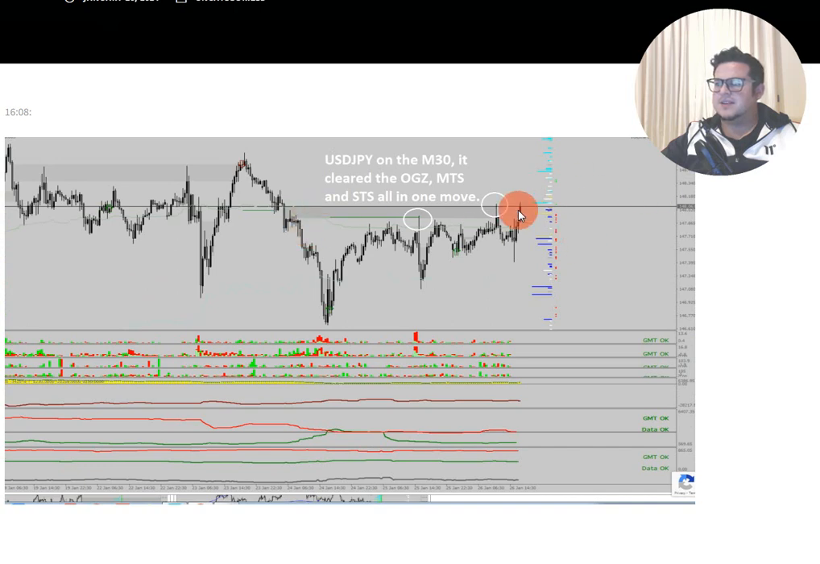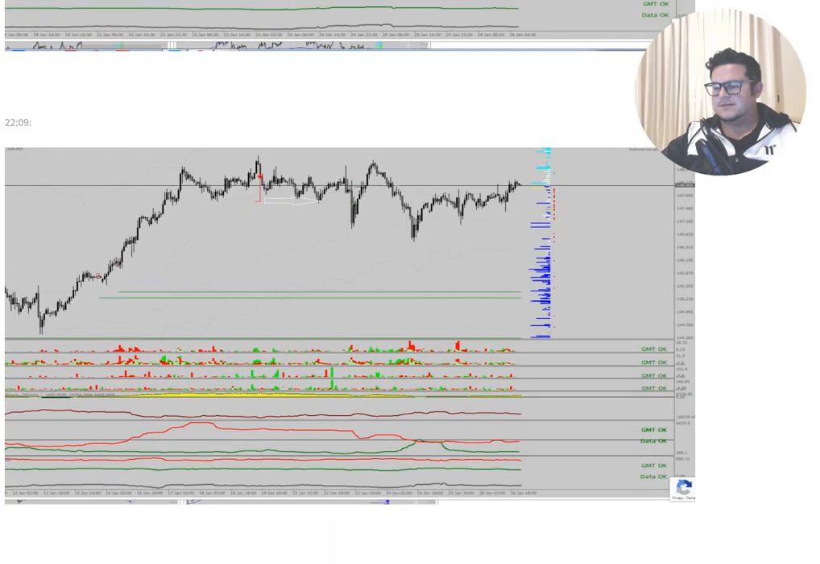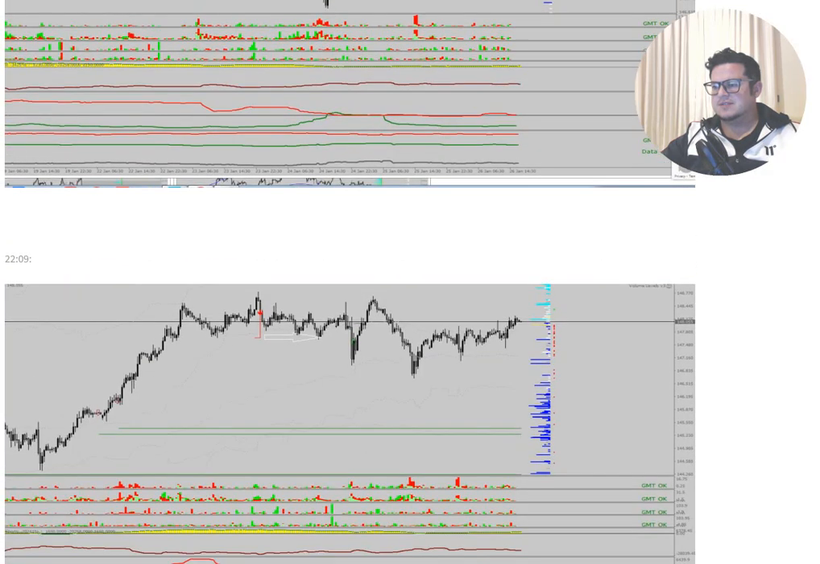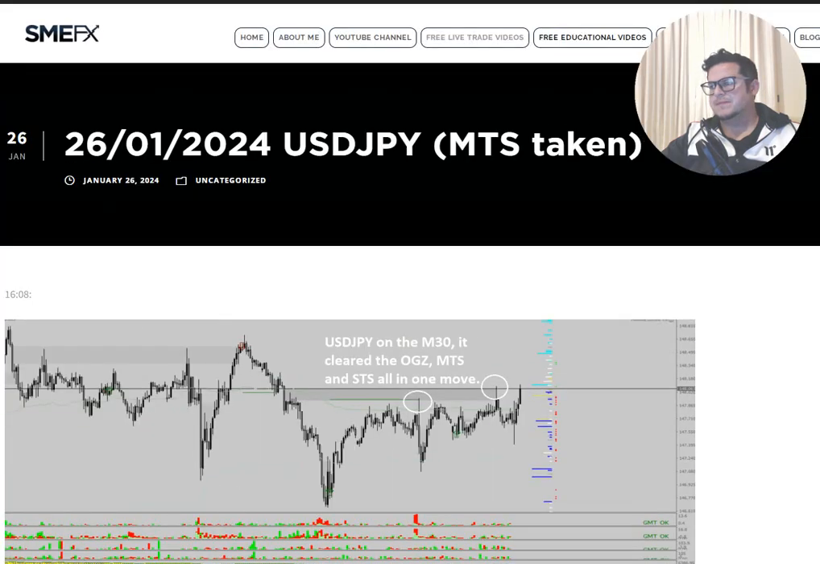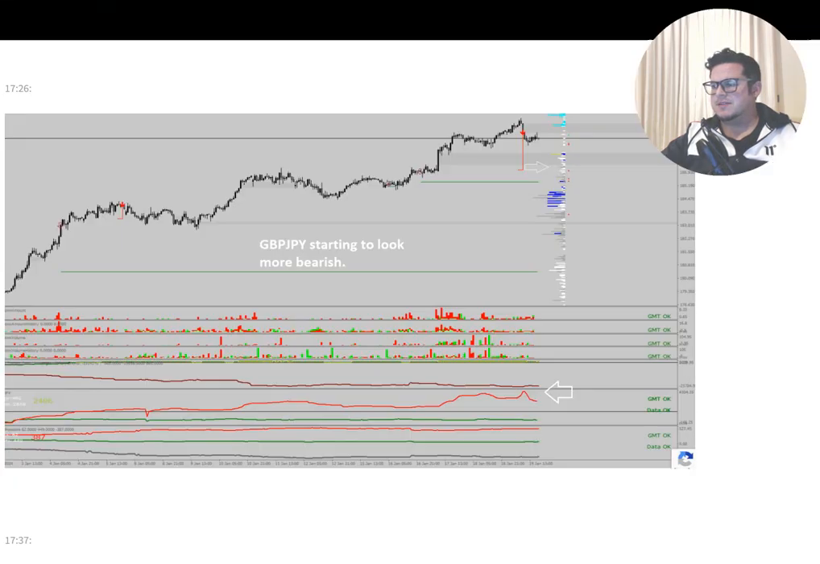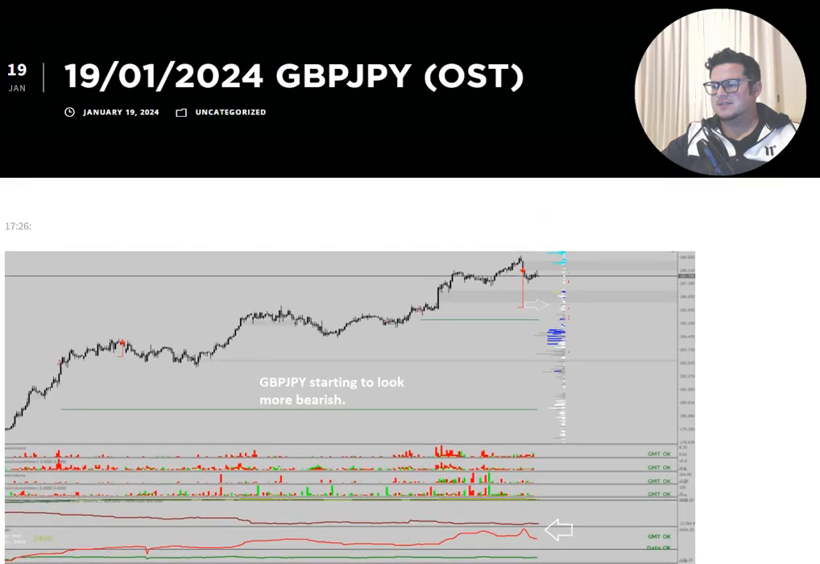Later then, at the end of the week, they took the upper MTS and order gap zone with a pullback, as you can see, so then it kind of leveled out. But this predicted move down was beautiful. Of course, the other yen pairs did a similar thing. So here with option strike target.